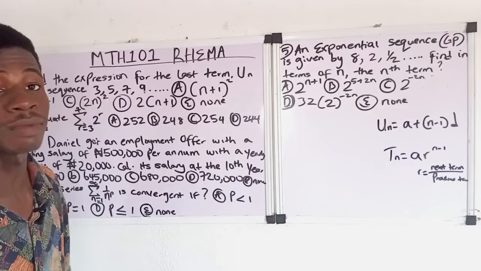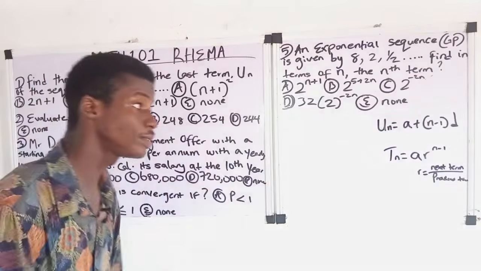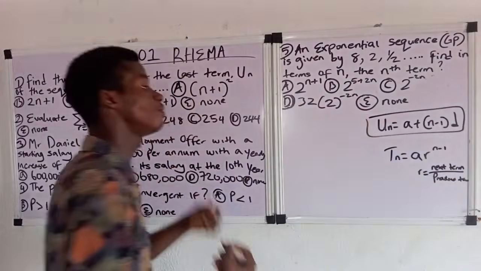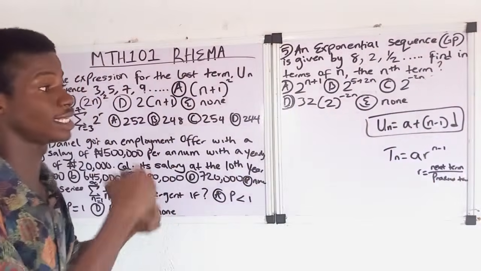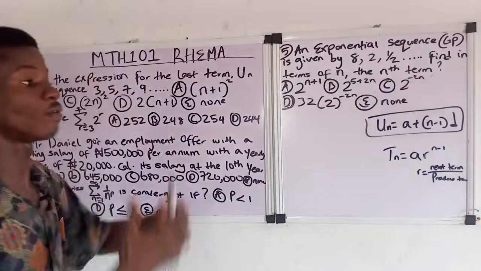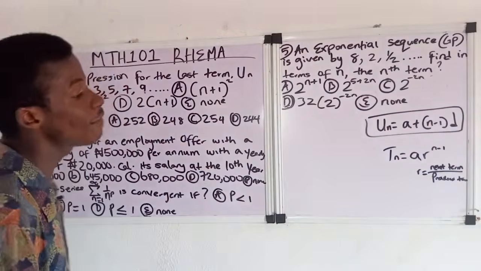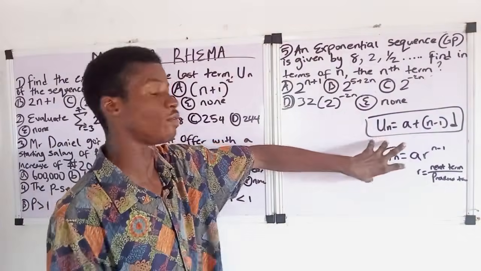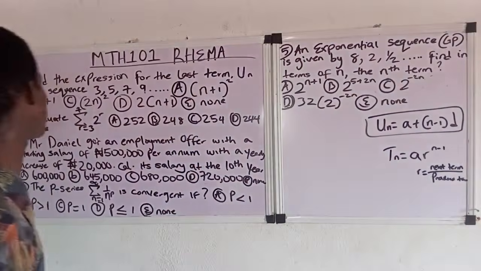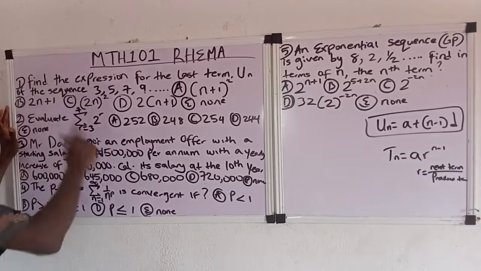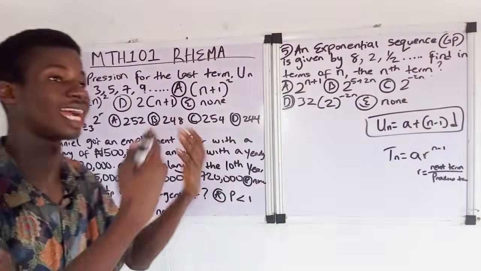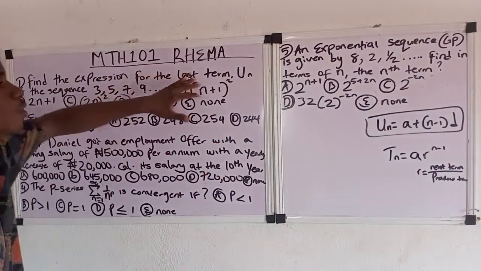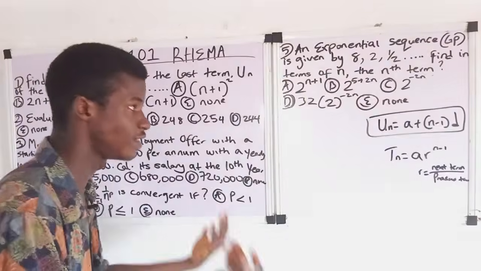So the formula to calculate the nth term of an AP, this is the formula. While for a GP, this is the formula to calculate the nth term of a GP. Okay, so this question is coming from an AP, which is an arithmetic progression, and they're telling us to look for the last term, which is very easy.